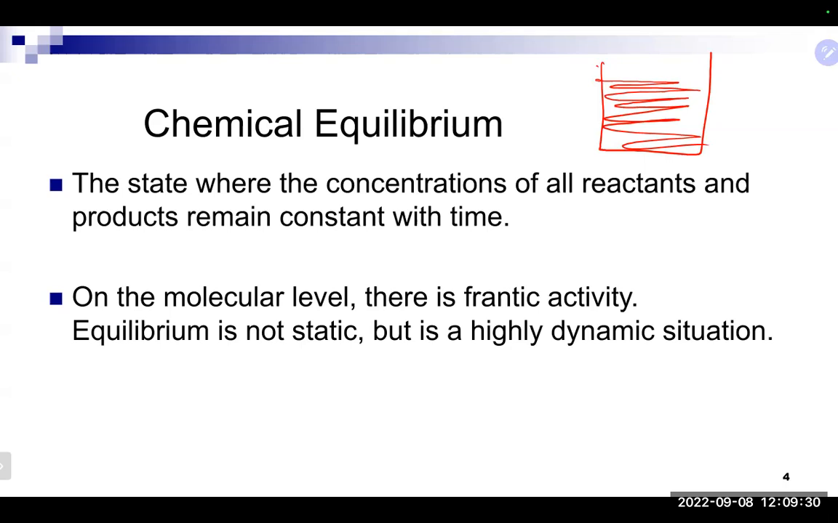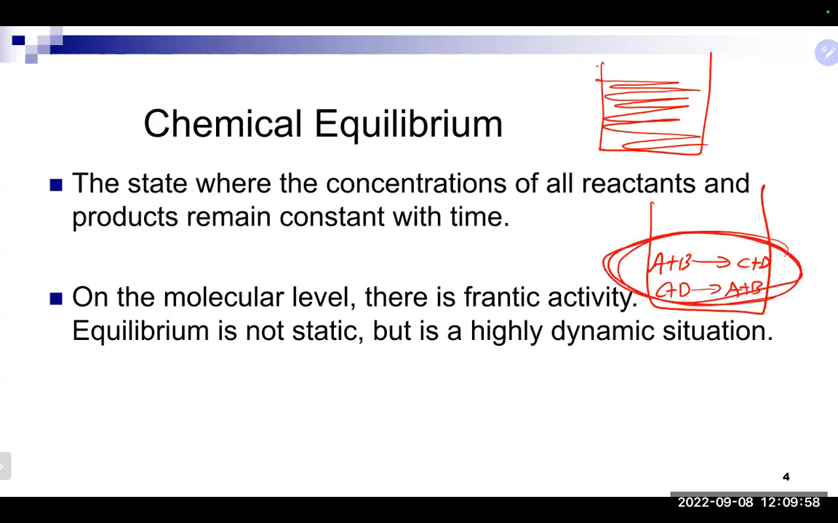So on the big scale, the macroscopic scale, it may look like there's absolutely nothing going on. It turned red, or maybe it went from red and turned colorless. It looks like it's over. But if we were to zoom into that beaker, you would see a lot of activity. You would see A and B go into C and D. You would then see C and D going back to A and B. And it takes a lot of that constant forward and reverse reaction occurring to maintain something that looks like it's over.